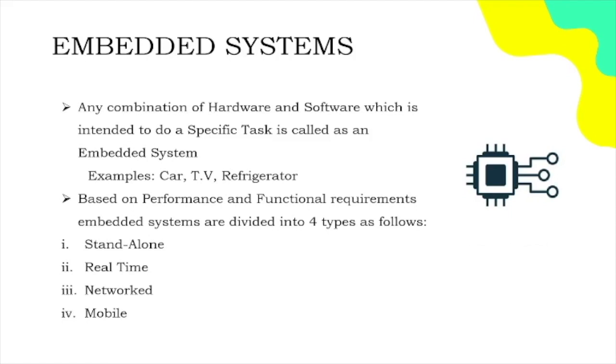The examples of embedded systems are car, TV, and refrigerator. Based on the performance and function requirements, embedded systems are divided into four types. The four types of embedded systems are standalone embedded system, real-time embedded system, network, and then mobile. So let us see each of them one by one.